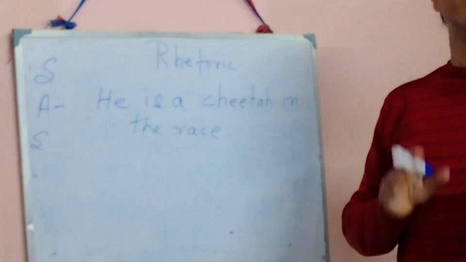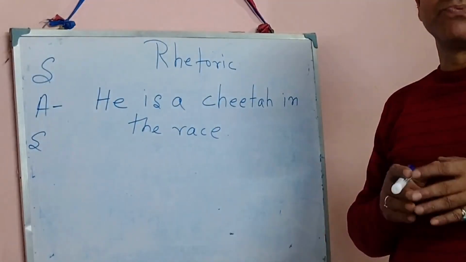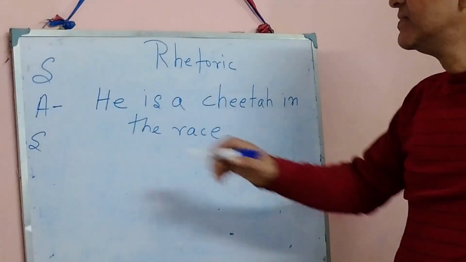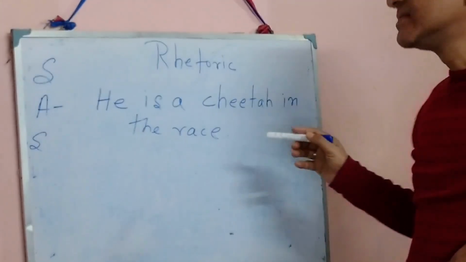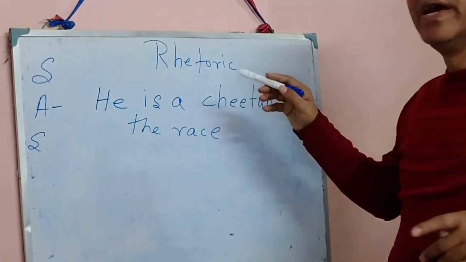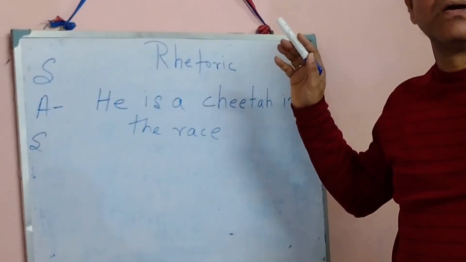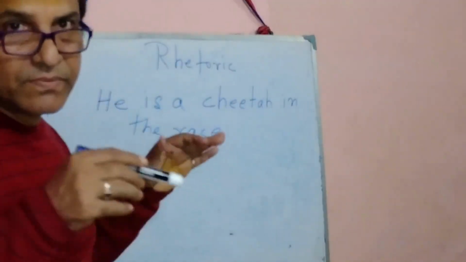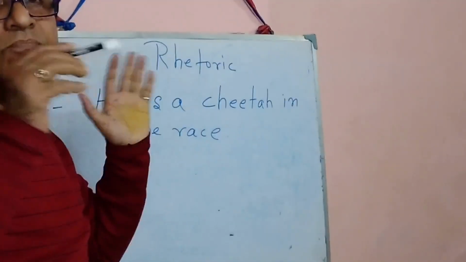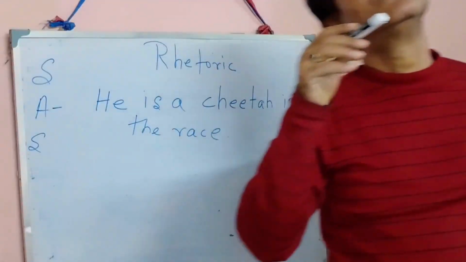Sometimes you only have to find out the metaphor. Which metaphor? What is being said here? Then he and cheetah are compared. That means here the meaning is he runs as fast as a cheetah. Is that clear? The comparison is here implied. I have already mentioned that he is a cheetah.